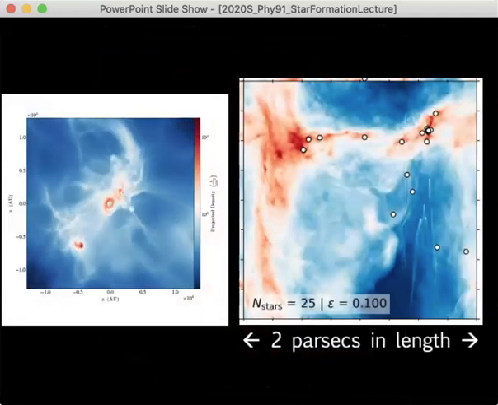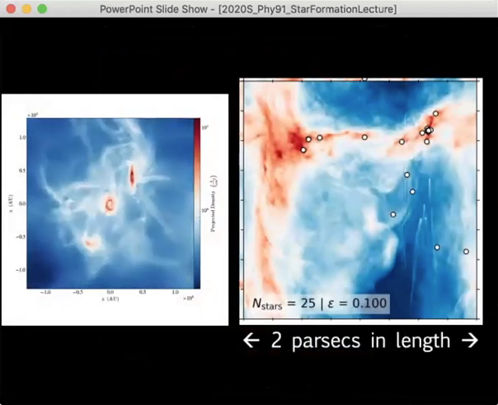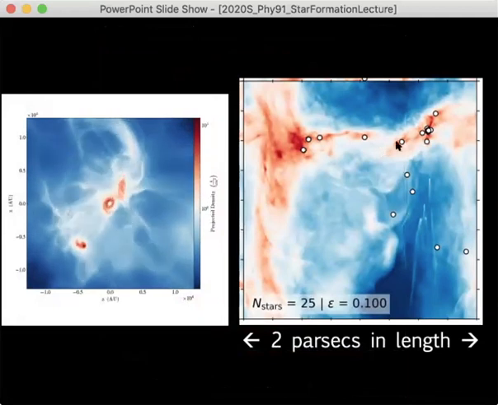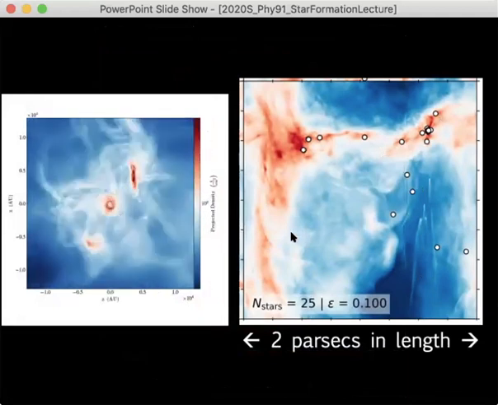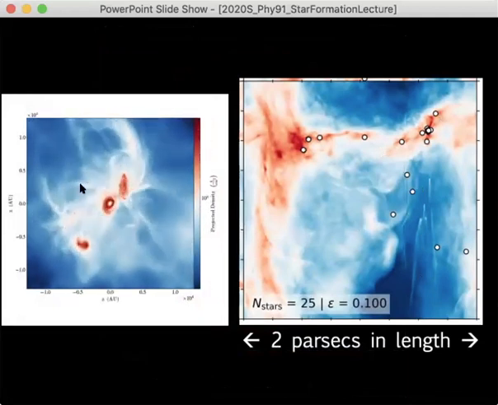Now, this is an example of my own work. I do very similar things where I study how stars form and evolve. And you can see sometimes things are a little messy.